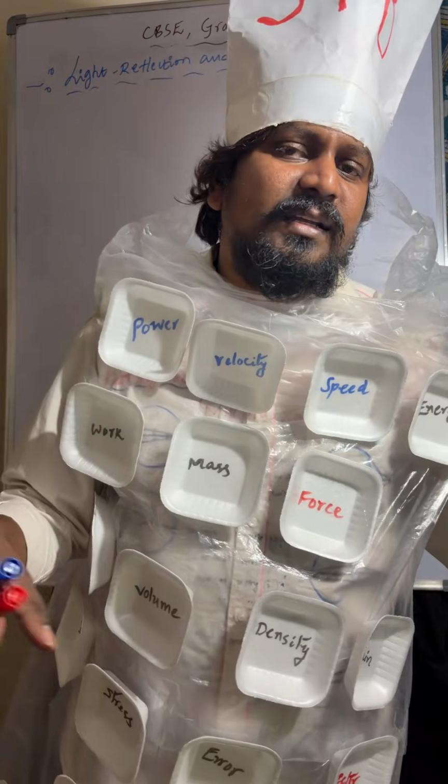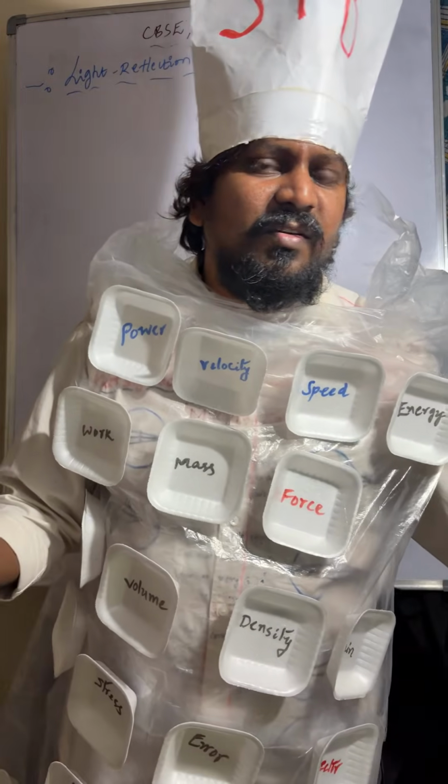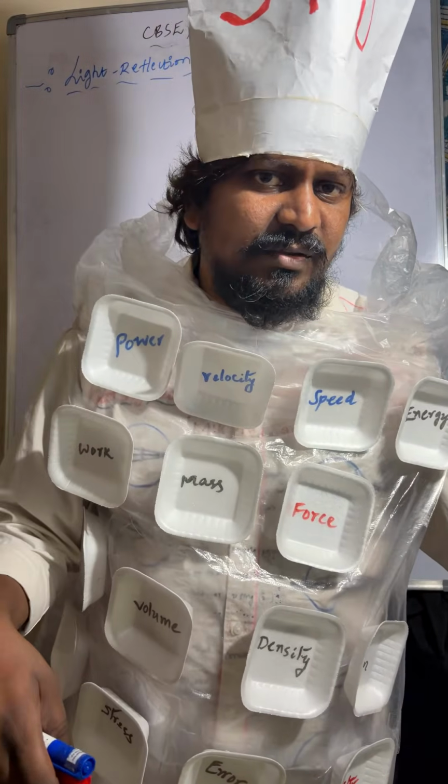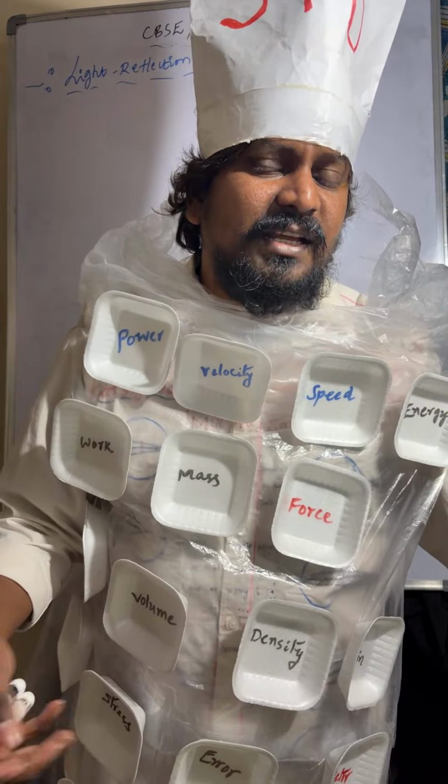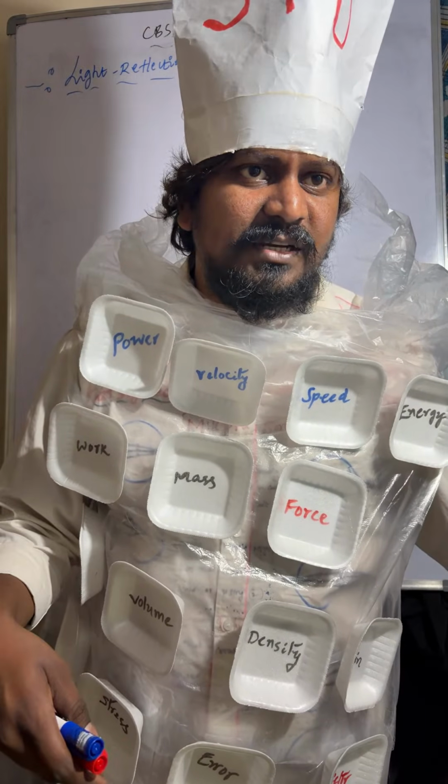Okay, so that is about sign conventions. And the mirror formula is 1 by f equals 1 by v plus 1 by u. And magnification is nothing but height of the image by height of the object.